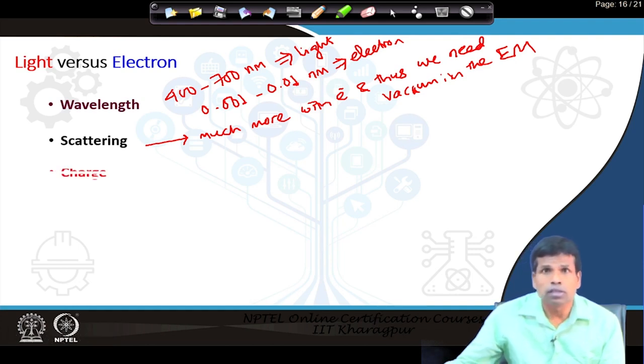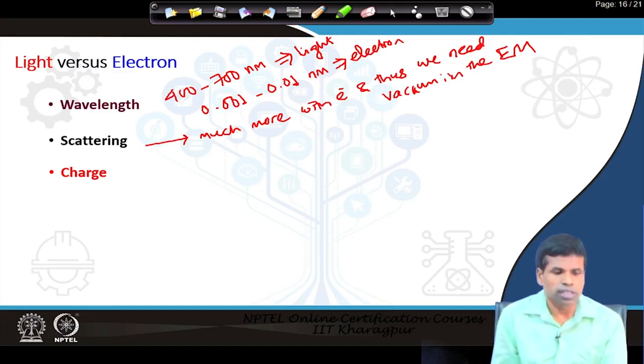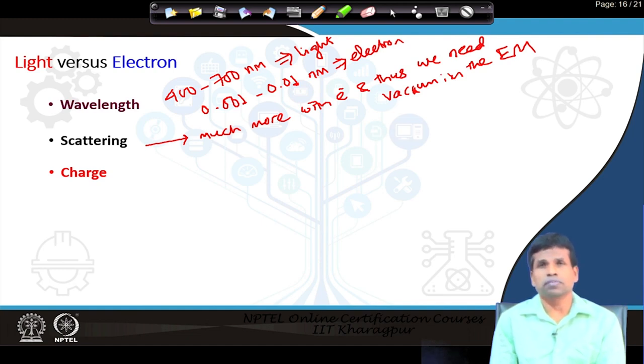So, then charge. Certainly, electrons carry charge, and therefore, it opens up the possibility of using electron magnetic lenses. In the optical microscope, we use glass lenses, and making a perfect glass lens is not that easy. On the other hand, we can use electron magnetic lenses, for which we need nothing, just electromagnetic coils, and the electron can pass through the magnetic lens. Therefore, it gives us much more possibility to get the precise alpha value, the angle of aperture, as compared to the glass lens used in the optical microscope.